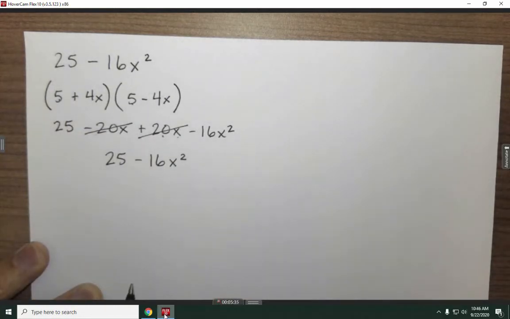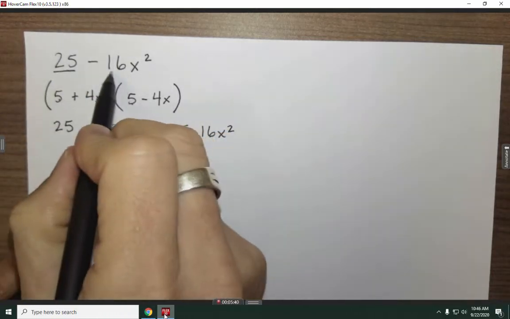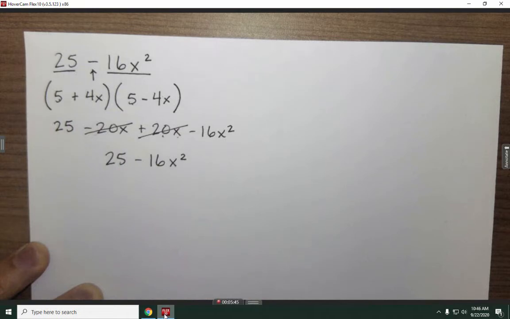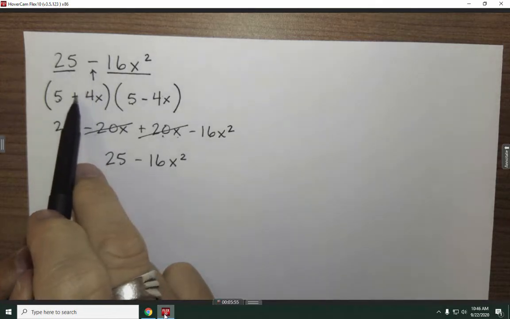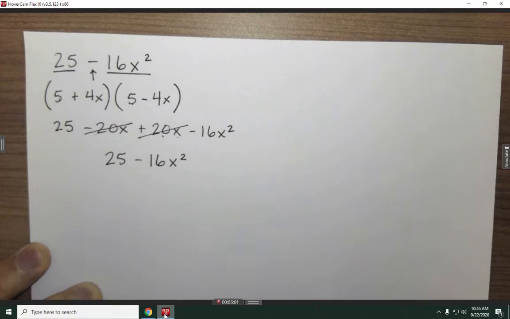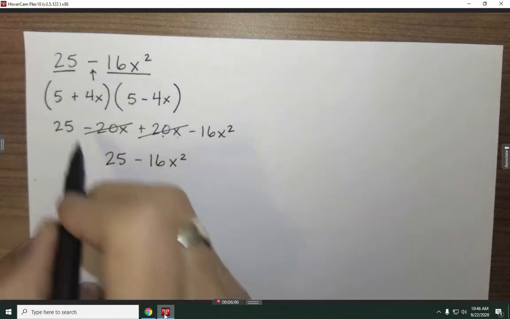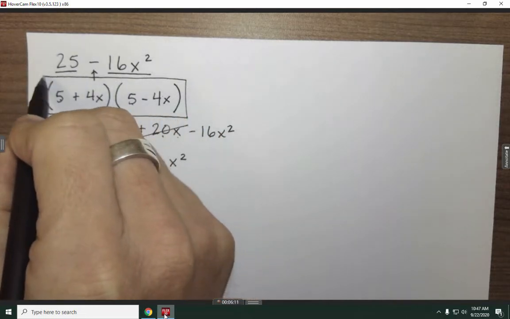So the qualifications for this are: you have to have a perfect square here, a perfect square here, and they have to be separated by subtraction. That's what we call a difference. If this is addition, it does not qualify, because we need a positive and a negative to cancel out the middle term. So we need the opposite versions of both to make the middle term go away. So this is our final answer: 5 plus 4x and 5 minus 4x.